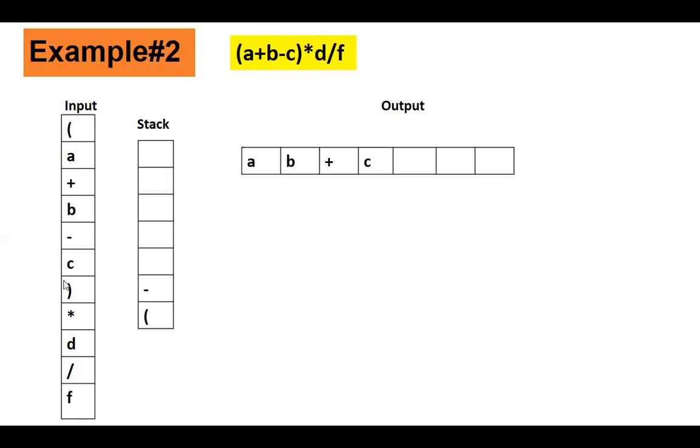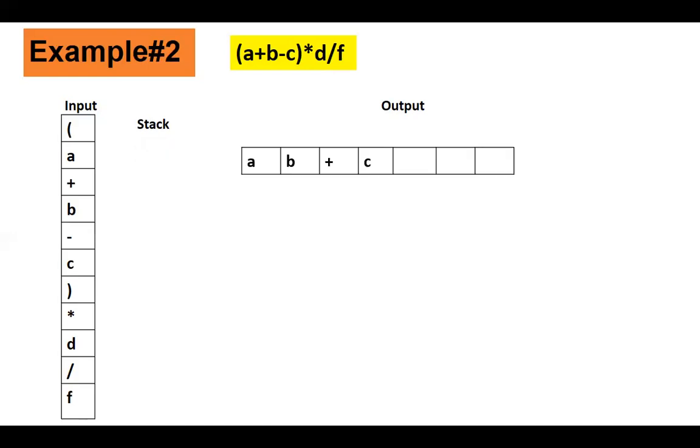Fine. Next, what you read is an operand, that is C. So just add it to the output. Okay. Is it clear now? Plus was there in the stack, then we read minus, both have the same precedence. So we popped out plus, added it to the output and pushed in minus. Then we read C, which is an operand, so directly added to the output.